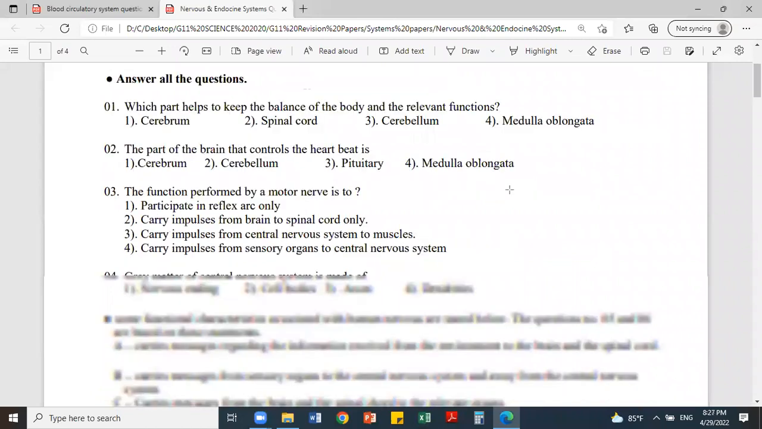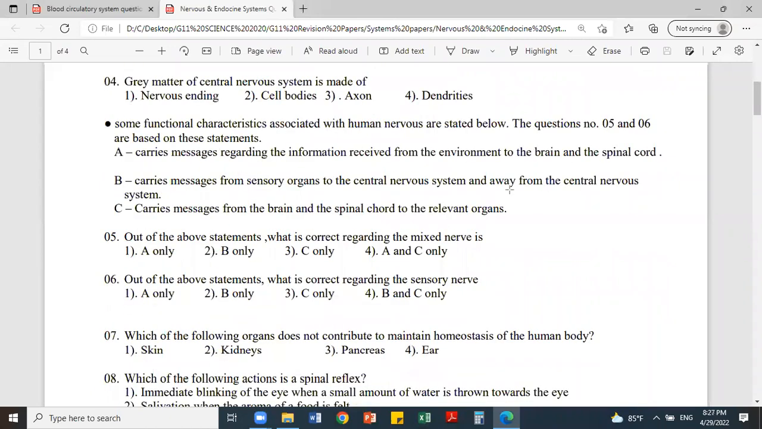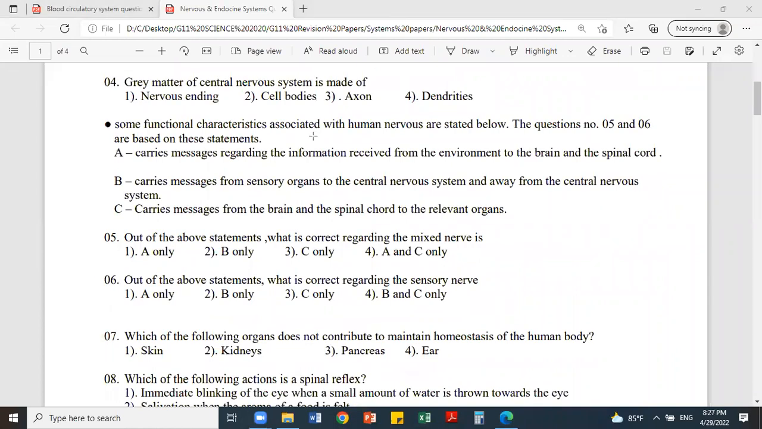Question number 4. Gray matter of the nervous system is made of. So this is gray matter and white matter. Actually, gray matter contains the cell bodies of the neuron, and white matter contains the nerve fibers. If you take the spinal cord, gray matter is inside. Gray matter contains cell bodies. Please raise your hand those who got the second answer for this. Gray matter contains cell bodies of the neuron. Very good.